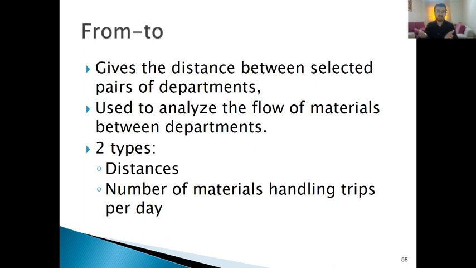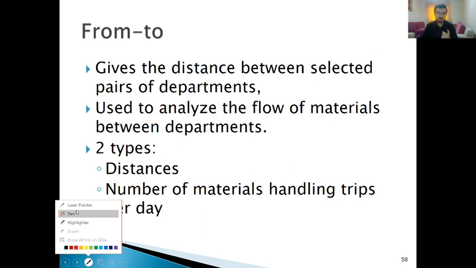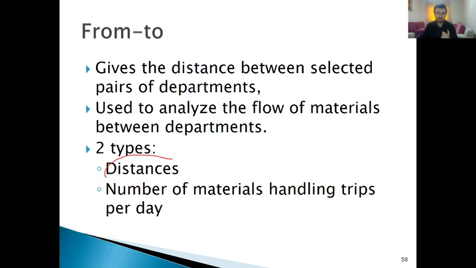How can we get these numbers of trips? First, we can take a look at the routes of products, the process steps of the processing products, okay? Or we can also use demand information, average demand information, to see how frequently each department will be visited and so on. Okay, so these are the two inputs we need to have: from-to distance matrices and flow matrices.